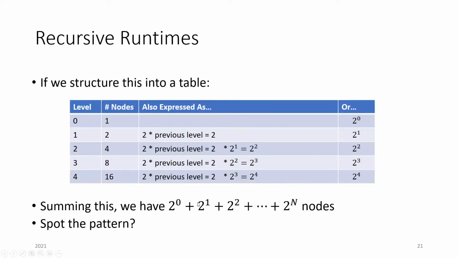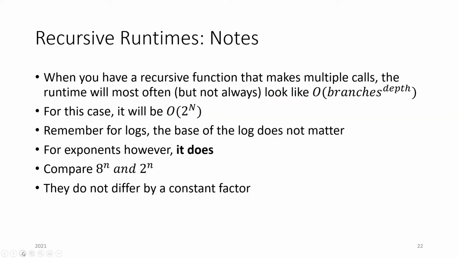And when we formulate our relationship here by adding the number of nodes, we get that summation, which is going to be order of branches to the power of depth. So for this case, it's going to be O of 2 to the power of n.